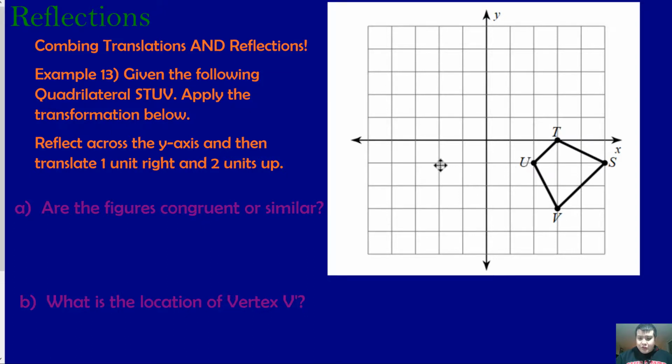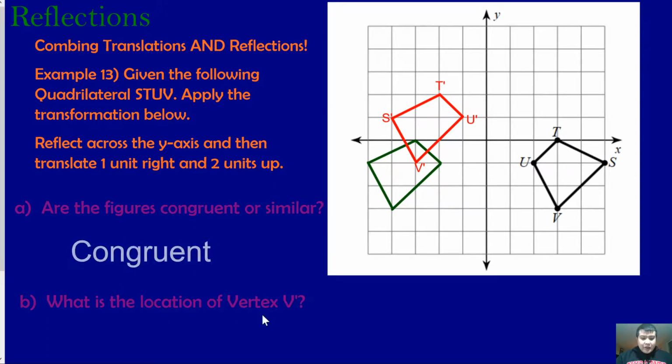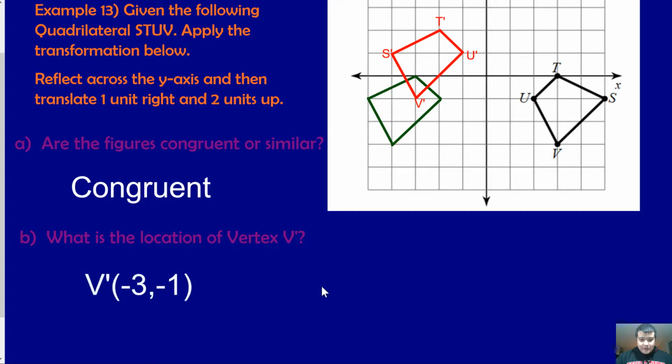So this U should turn into something over here, and so right here is our reflected image across the y-axis. Then we're going to move each one of these to the right 1 and up 2. So this U point should end up being right here, which we can see it is. Okay. And as you can see, if I were to cut this out, I could put it on top of here in such a way that they were directly overlapping. So that means they are congruent. And then image V, vertex, is going to be at 1, 2, 3, negative 3, negative 1. Right there.